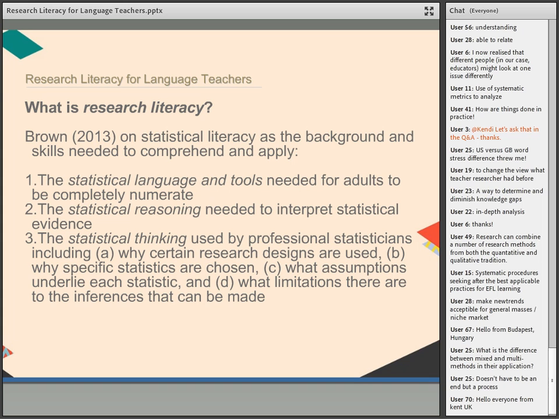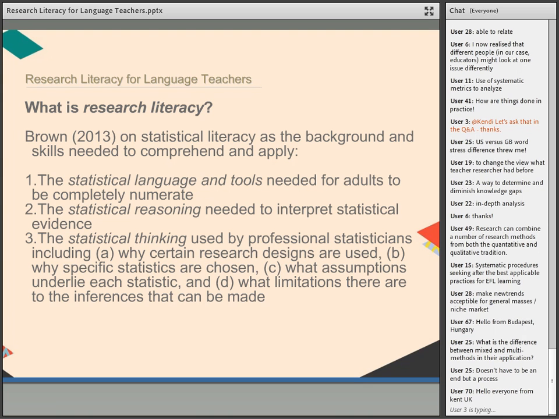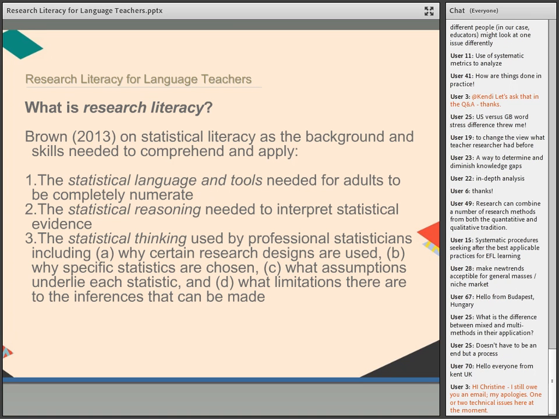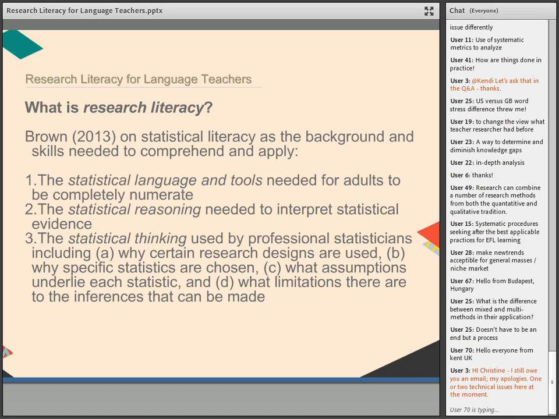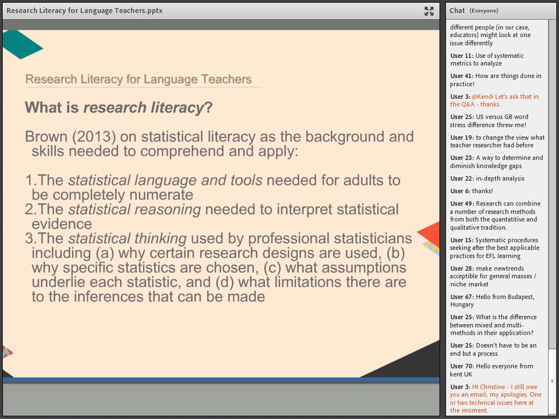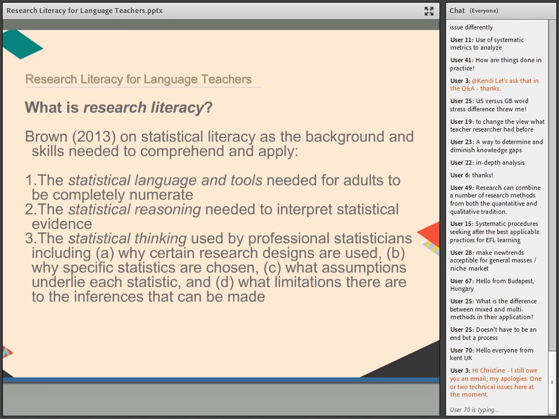When I first started thinking about this issue of research literacy, I was still very much locked into the statistical research mold. I looked at the background and skills needed to comprehend studies that are statistical in nature. In those sorts of studies, you really need to understand the statistical language and the tools used by researchers in order to be statistically literate, even as an adult in our society. We also need to understand the statistical reasoning involved in interpreting statistical evidence and the statistical thinking used by professional statisticians, including first, why certain research designs are used, second, why specific statistics are chosen, third, what assumptions underlie each of the statistics, and fourth, what limitations there are to the inferences that can be made from the statistics. But all of this is very much statistically oriented.